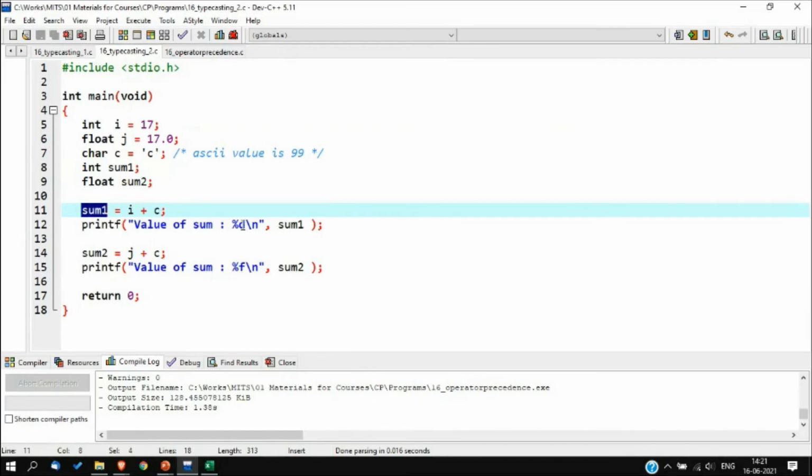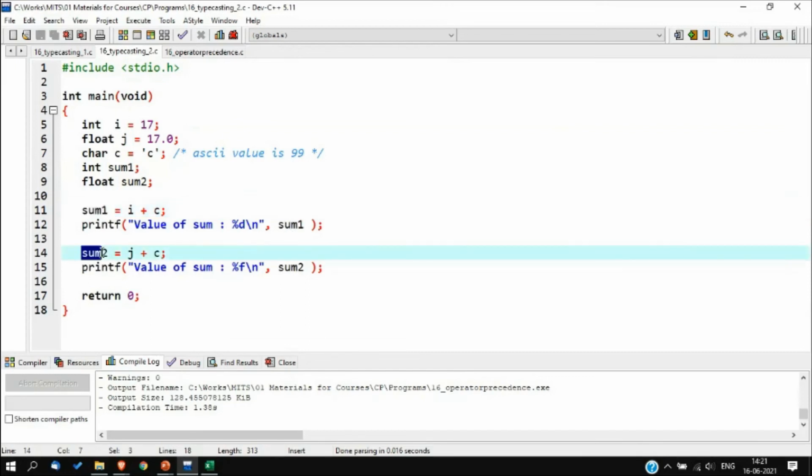So the value of sum1 is printed with %d. Then sum2 is calculated as j plus c. j is also initialized as 17, but here there is a .0 also, 17.0, so that means it is a float. So j is a float value.